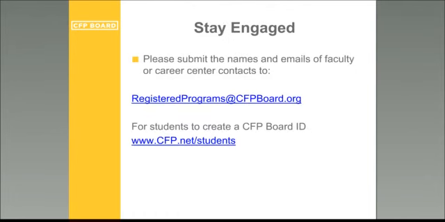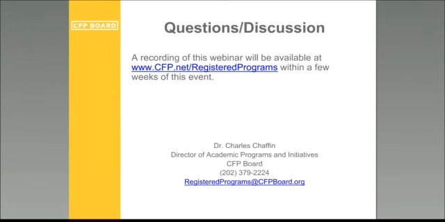As I mentioned already, I'll say it again. We're going to break for questions in just a moment. Faculty Career Center contacts, I mentioned that already. There's the email address. And for students to create a CFP Board ID, it's the address right there. And you saw the Registered Programs webpage that I've had all over this presentation. So let's take about 3 minutes. You can type in your questions, and I'm happy to answer them. So about a 3-minute break.